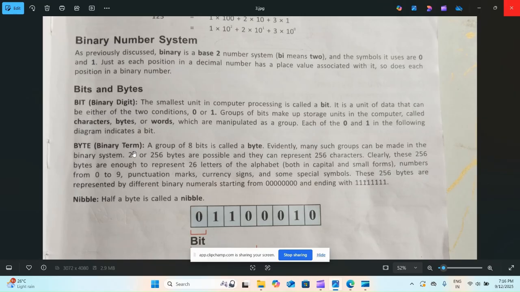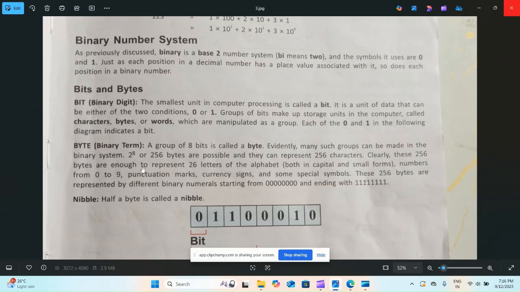Byte is a binary term. A group of 8 bits is called a byte. Evidently, many such groups can be made in the binary system. 2 raised to 8, or 256 bytes, are possible, and they can represent 256 characters. Clearly, these 256 bytes are enough to represent the 26 letters of the alphabet, both capital and small forms, numbers from 0 to 9, punctuation marks, currency signs, and some special symbols. What does this mean? This is the maximum number which can be shown using the binary number system.